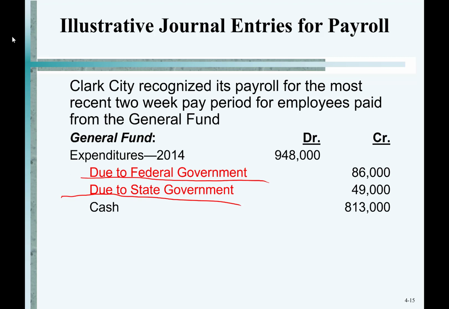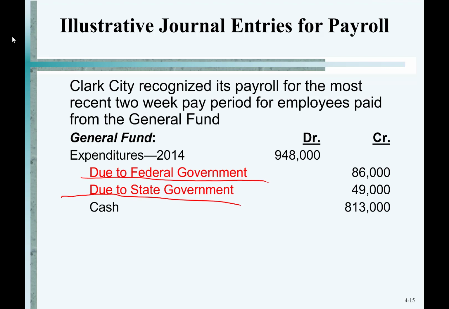And then they have what? Withholding for your federal tax, withholding for your state tax. And then the cash is the difference that goes to the employees, right? That's your net pay. Okay, but notice it went straight to expenditures. Now, I do have in red up here, underlined. Do you think that's important? Underlined red. Okay, I do have 2 account names up here, due to federal, due to state government.